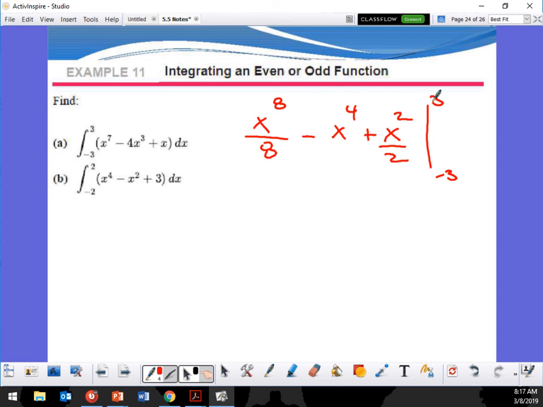3, 9, 27, 81, 6,561. Okay, so if I do the math correctly, it's going to be 81 squared, right? Yeah, 81 squared. So that's what we come up with here, over 8, minus 81 plus, and what's that going to be, 9 over 2? Okay, so it's all of this minus my lower bound.